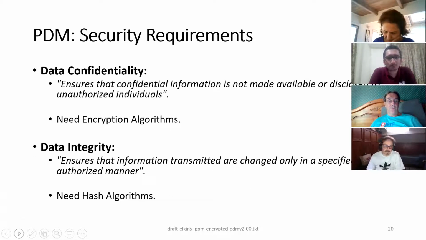And for this reason, we consider two important requirements. One is the data confidentiality, and the second one is the integrity. And for both of them, we need encryption and hash algorithms. And for now, we are more focused on these two security requirements. And later on, we will also discuss the authenticity of the data and the users. We will see it later on in our next drafts. Please, next slide.